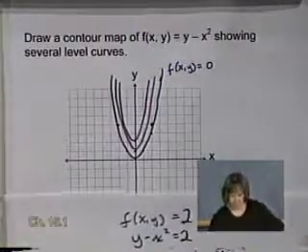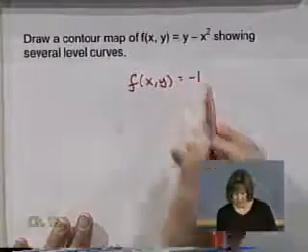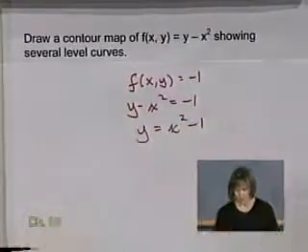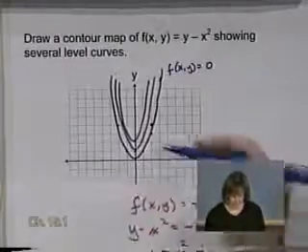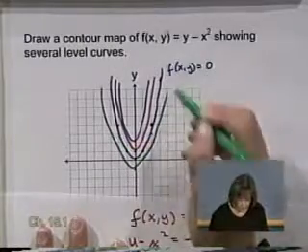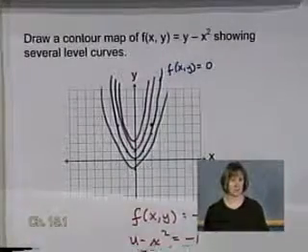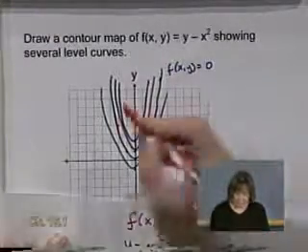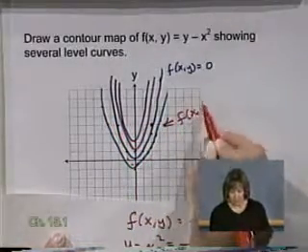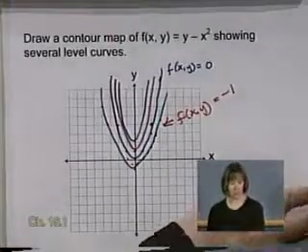And what if I wanted to make f of x, y equal to negative 1? Then I'd have y minus x squared equals negative 1, or y equals x squared minus 1. I'm going to move the parabola down. And as you can see, your level curves never intersect. Again, if I had a little guy walking along here, f of x, y is continually equal to negative 1 for that guy, because those are all the points for which f of x, y equals that one value.